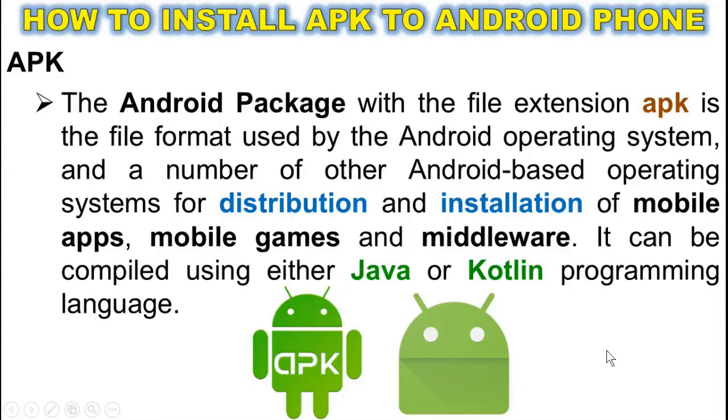Today, we learn how to install APK to our Android smartphone. The Android package with the file extension APK is the file format used by the Android operating system and a number of other Android-based operating systems for distribution and installation of mobile apps, mobile games, and middleware. It can be compiled using either Java or Kotlin programming language.